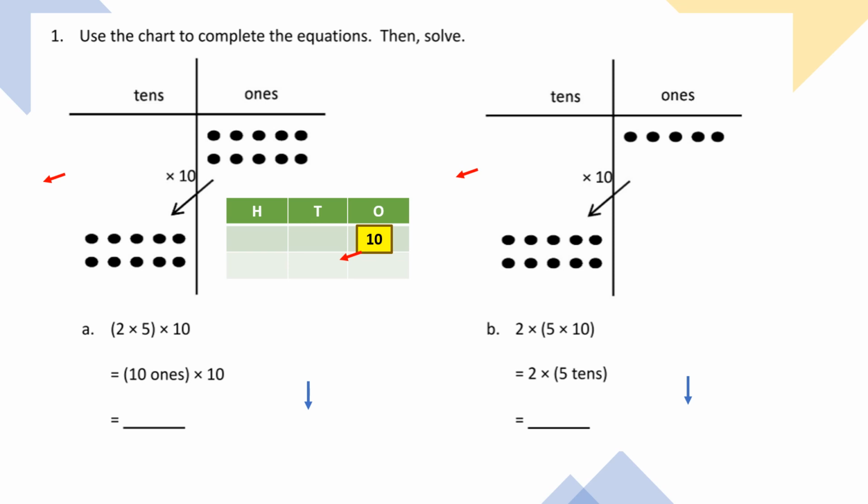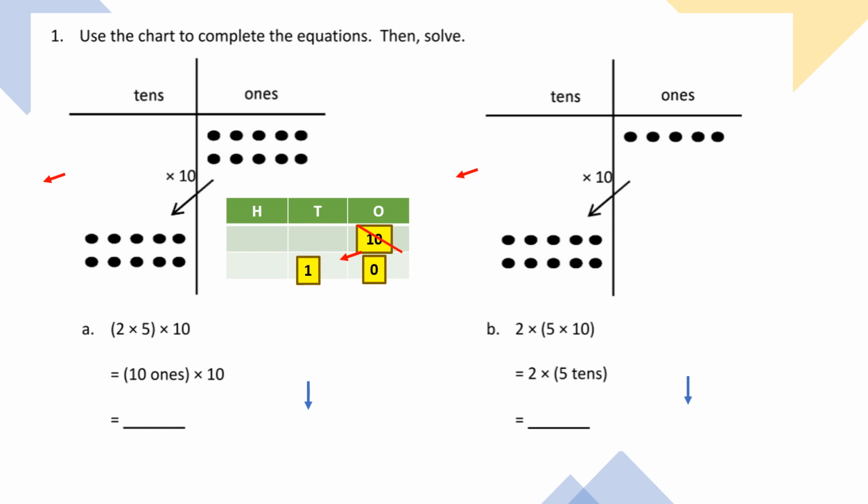All right, now we can't leave a whole 10 in the ones place, but we can bundle that 10 and put 1 in the tens place, and that leaves us with 0 ones. So when we see the number 10 in the place value chart, it should have a 1 in the tens place and a 0 in the ones place.